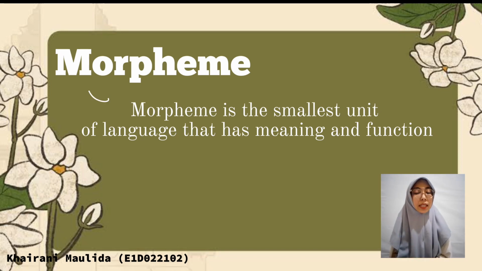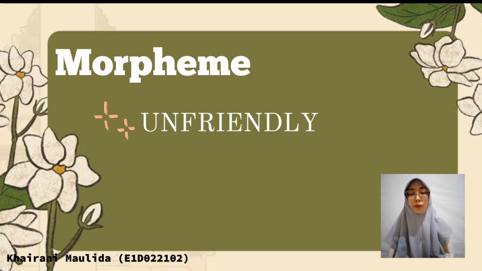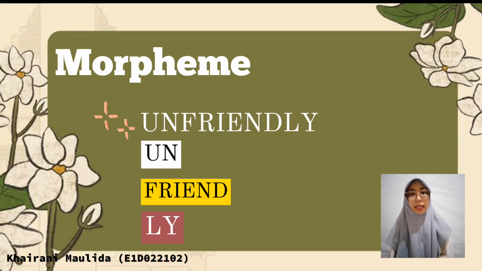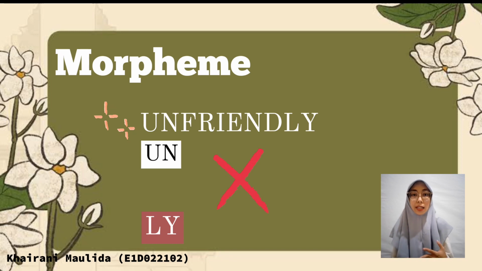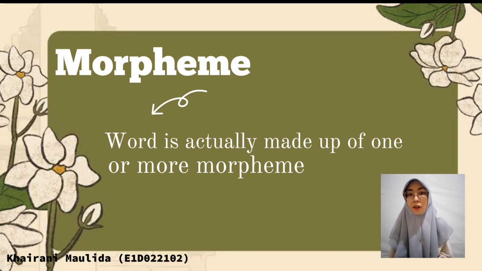Maybe many of you think that a word is the smallest unit of language, but actually we can break words down into smaller parts. For example, unfriendly. The word unfriendly consists of three morphemes: un, friend, and ly. Un and ly are not words, but they have their own meaning and function. So, words are actually made up of one or more morphemes.